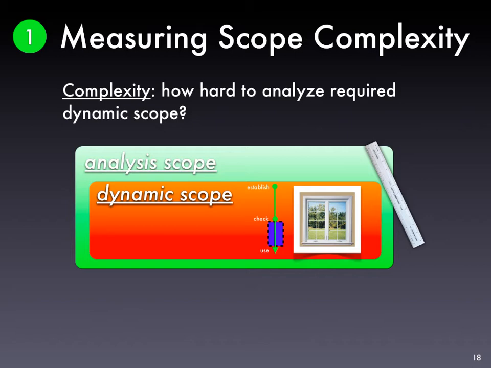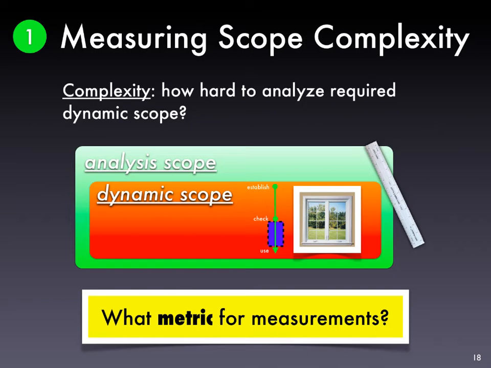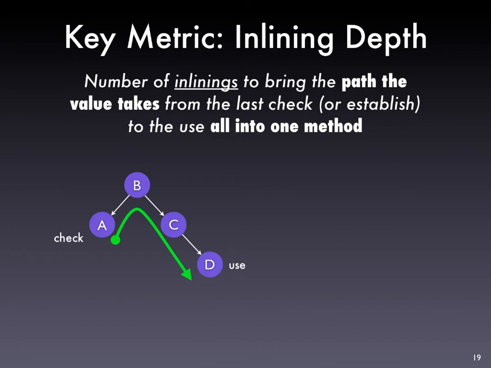To measure the complexity of the scope, that is, how hard it is for an analysis to analyze a dynamic scope, we need some kind of metric. But what metric should we use for complexity? In our paper, we define four different metrics, but in this talk, I'm only going to focus on one, and that's the inlining depth metric. The inlining depth metric characterizes the complexity of a dynamic scope in terms of the number of inlinings required to bring the path that the value takes from the last check, or the establish, because an establish can be viewed as a check, to the use, all into one method.